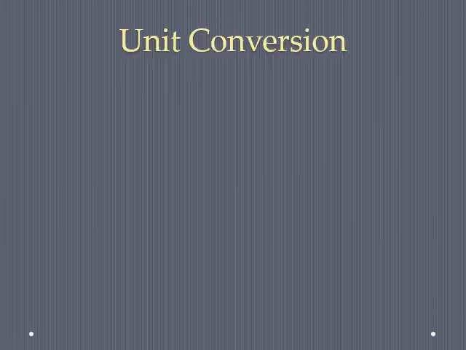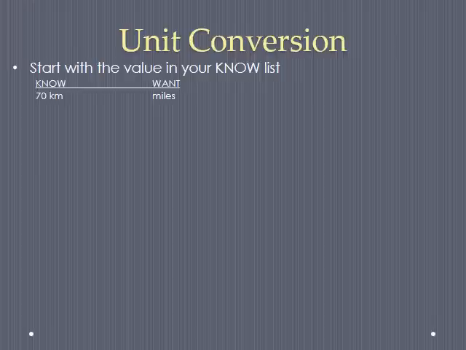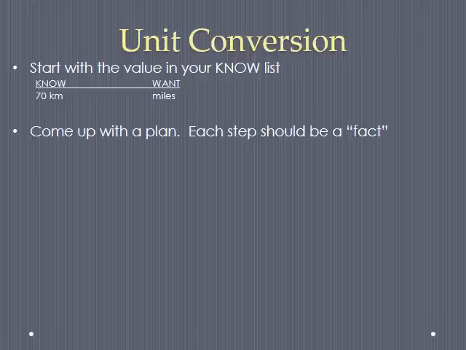All right, now that we have some of the background math skills talked about, let's do a problem using unit conversion. The first thing I'm going to do is make a know-want list, just like I always do when I'm doing a math problem. I know that there are 70 kilometers to Tokyo, and I want to know how many miles it's going to be. The next thing I do is I come up with a plan.